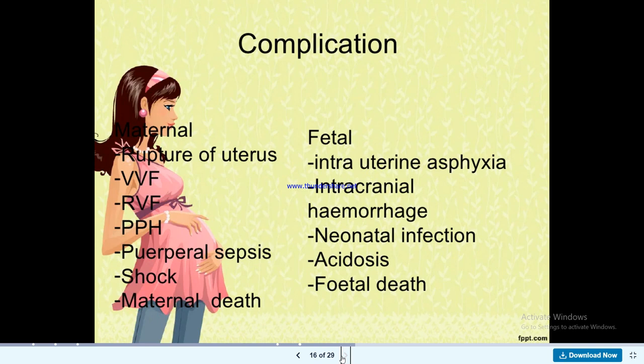Complications. Complications in the maternal and fetal, that is the rupture of the uterus, vesico-vaginal fistula, recto-vaginal fistula, postpartum hemorrhage, puerperal sepsis, shock, and maternal death. Fetal complications include intrauterine asphyxia, intracranial hemorrhage, neonatal infection, acidosis, and fetal death.